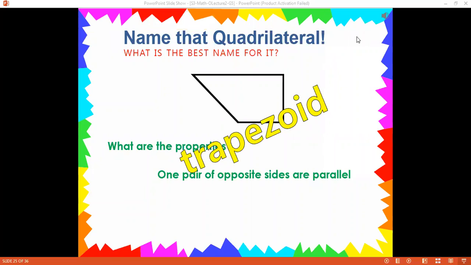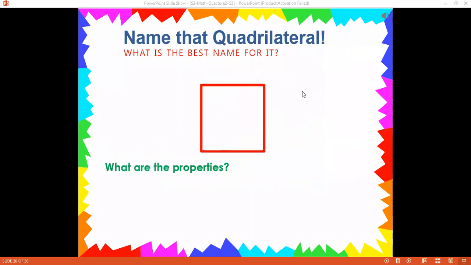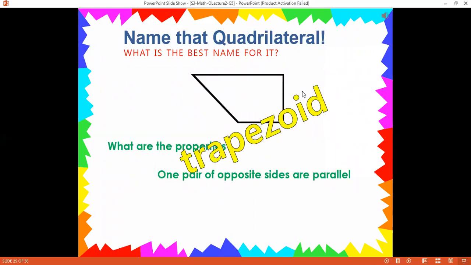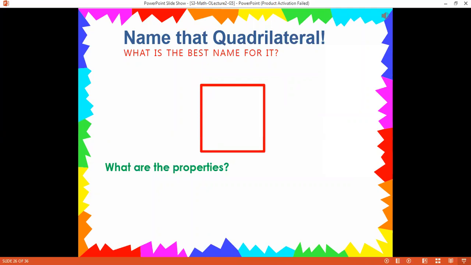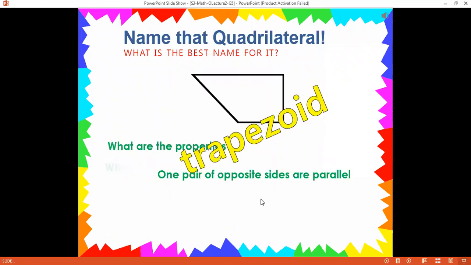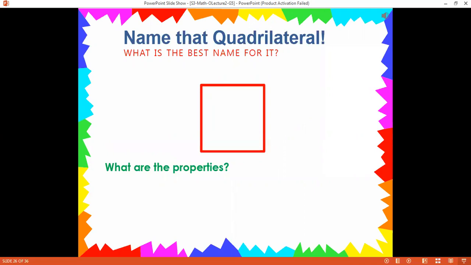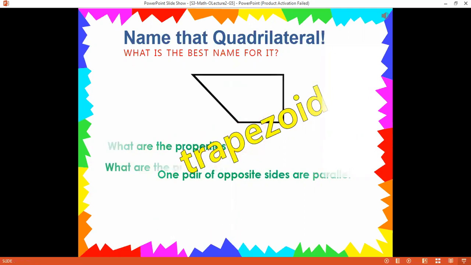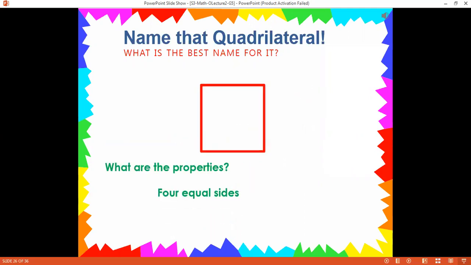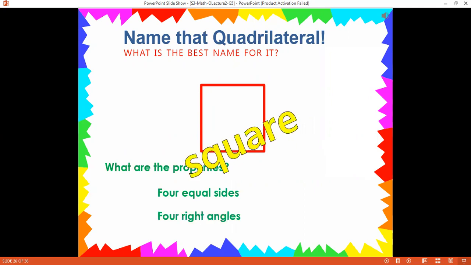Now let me choose someone else. Malak. Yes. Yalla, Malak, give me the properties here. 4 equal sides. Yes. 4 right angles. Very good. So it's a square. Very good, Malak. It's a square. Excellent.